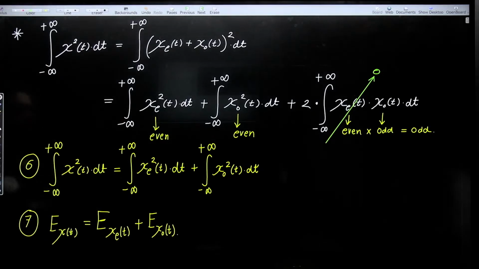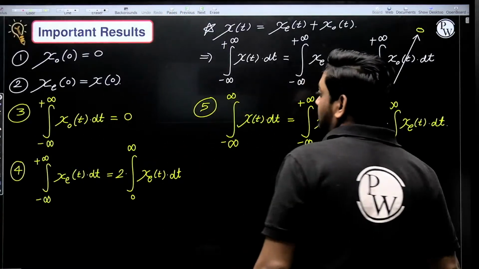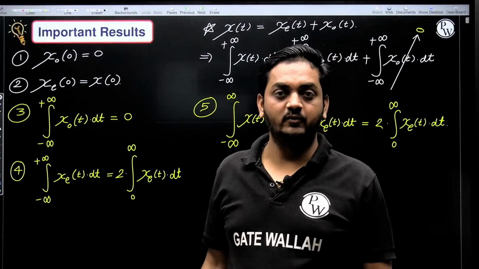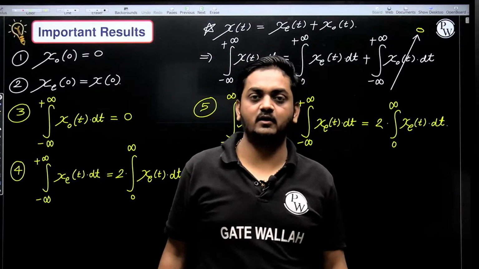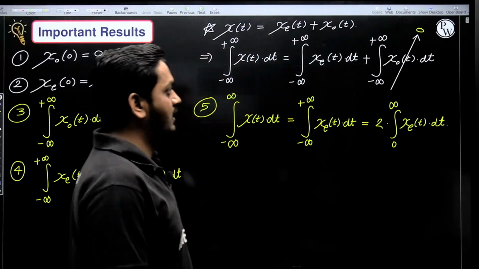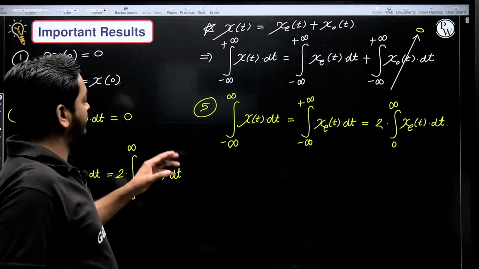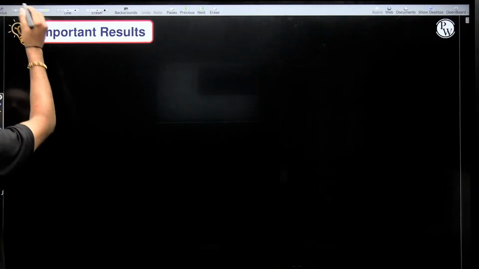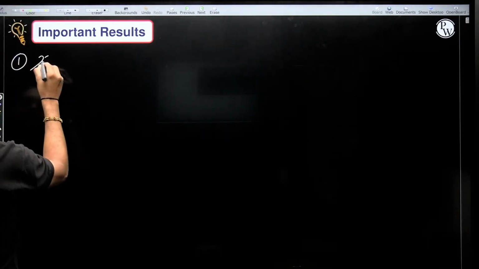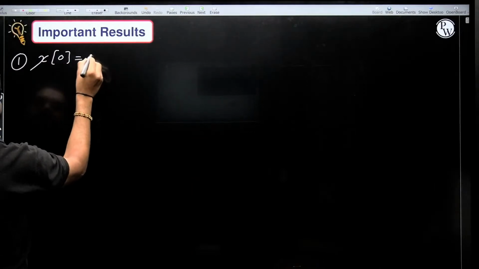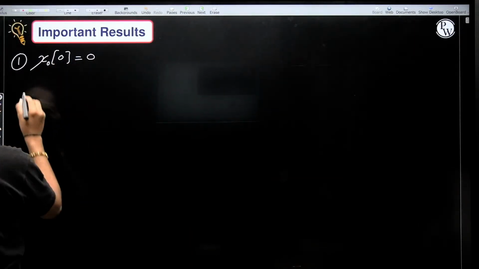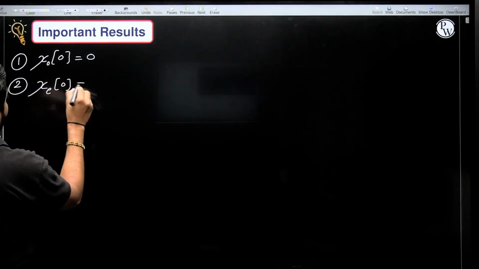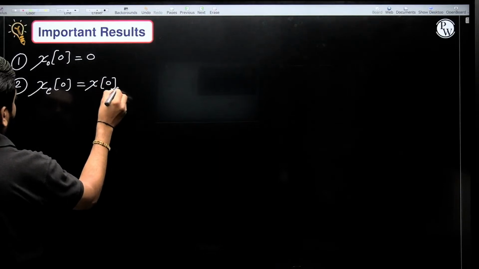Okay, so these are the 7 very important results for the continuous time signal. Now the same thing we can see for discrete time also, guys. Important results for discrete time. Again, first is the origin: the value at origin is 0 for the odd part, and the even part has the value of x of n at the origin. Clear?